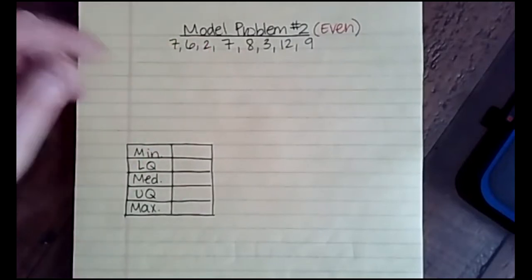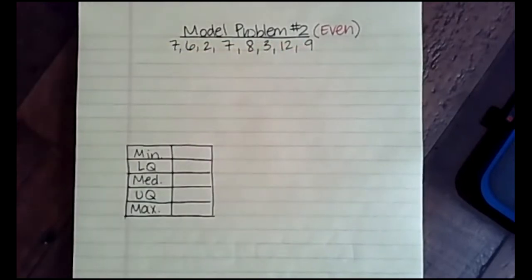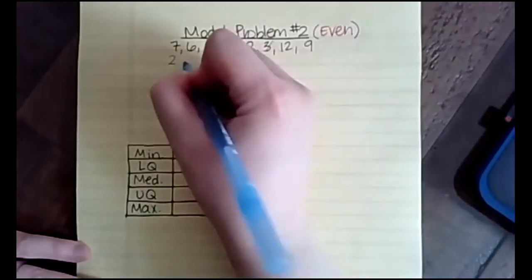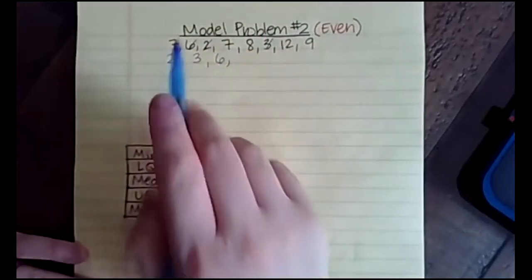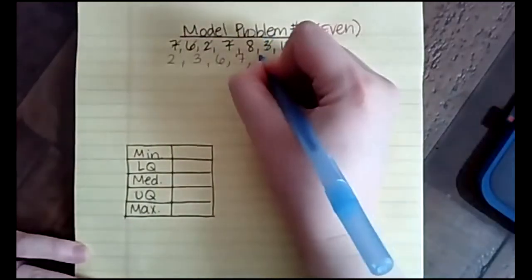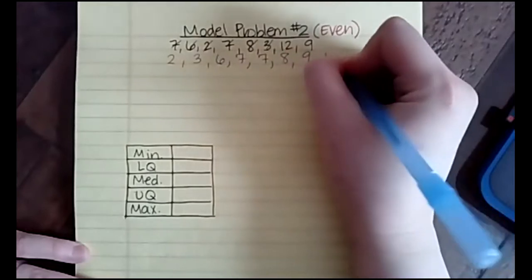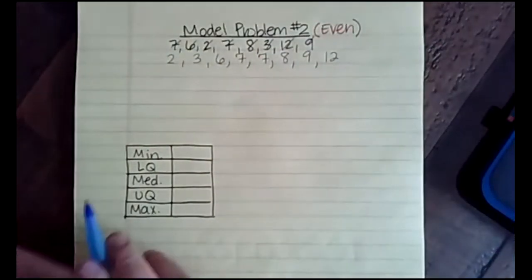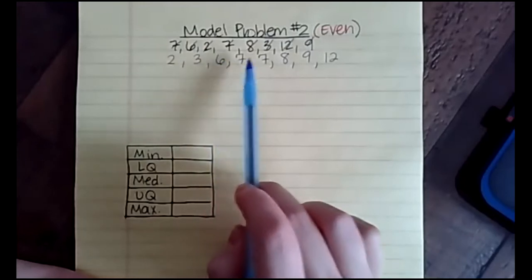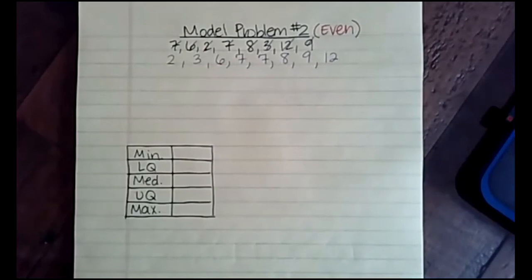So first I'm gonna count 1, 2, 3, 4, 5, 6, 7, 8. I have 8 pieces of data. Now I'm gonna go ahead and put them in order. 2, 3, next is 6. I have 7, but I have 2 7s. Make sure that you're including all numbers. 8, 9, and 12. Counting again, 1, 2, 3, 4, 5, 6, 7, 8. Now I'm going to find my median.